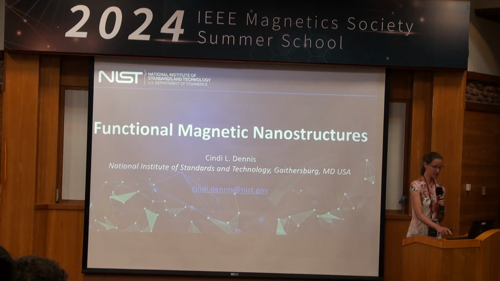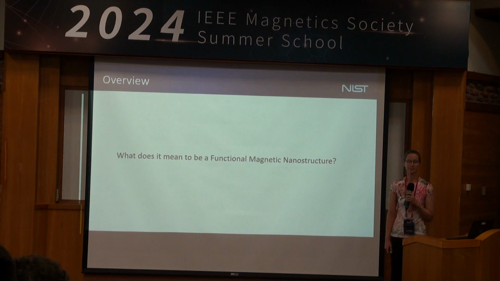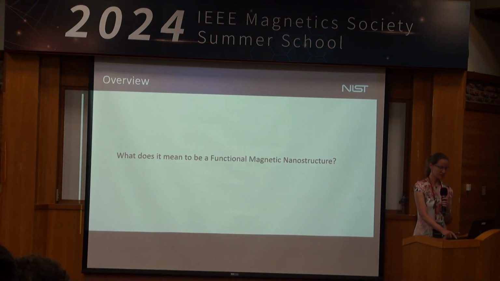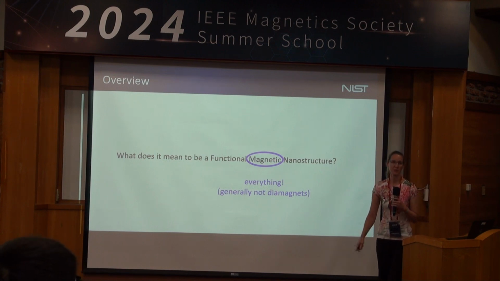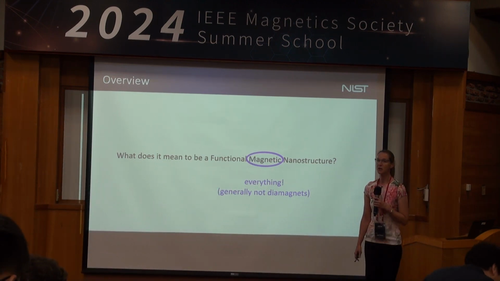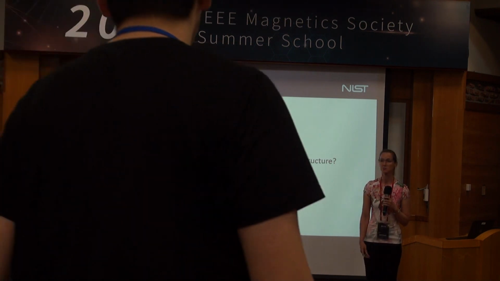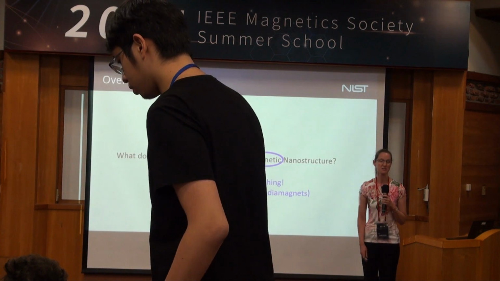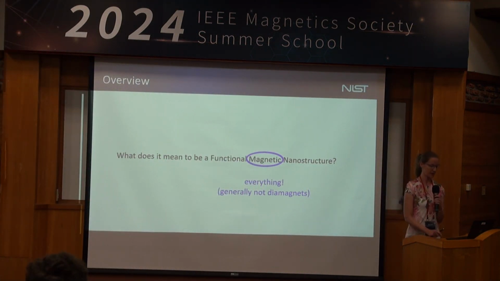So what do I mean when I talk about functional magnetic nanostructure? If we break this down into its component parts, the magnetic part's pretty easy. It's everything, because everything's magnetic. But in practice, I'm not generally talking about diamagnets. We very rarely use diamagnets for things. We generally focus on our ferromagnets, our antiferromagnets, and our paramagnets. Those will also come into play.